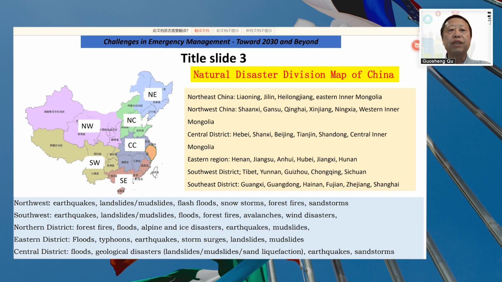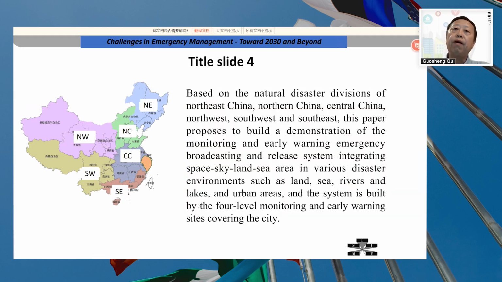In the northwest area, it is mainly earthquake, landslide, mudslides, flash floods, snowstorm, forest fire, and also sandstorm. But when we focus on the southwest area, such as Tibet and Sichuan province, there are many earthquakes, landslides, and also some floods. If we focus on the southeast area, there are typhoon, flood, earthquake, and geological disasters. So there are different types and also different risks.